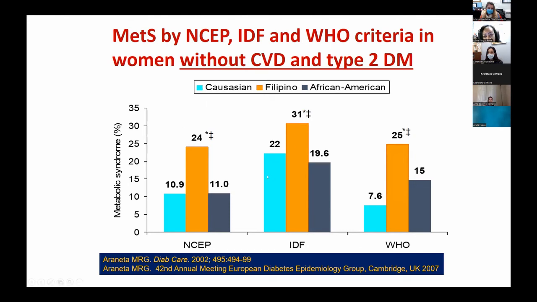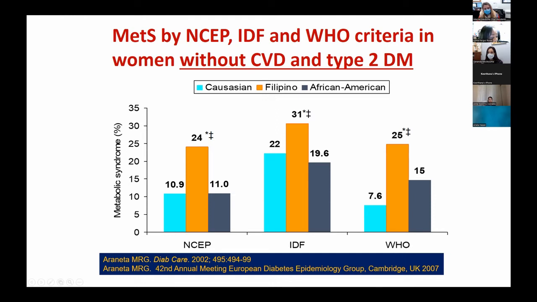This is another slide here that looks at individuals who do not have manifested CVD, and they don't even have type 2 diabetes, but they have the metabolic syndrome. As you know, the metabolic syndrome is a precursor for cardiovascular disease down the road. And here you look at 3 different major organizations, NCEP, IDF, and World Health Organization, comparing Caucasians, Filipinos, and African Americans. The Filipino woman was more likely to have metabolic syndrome. So again, don't make suppositions just because you see a woman who looks tinier and weighs less that they don't have risk factors such as the metabolic syndrome, which may become an issue.